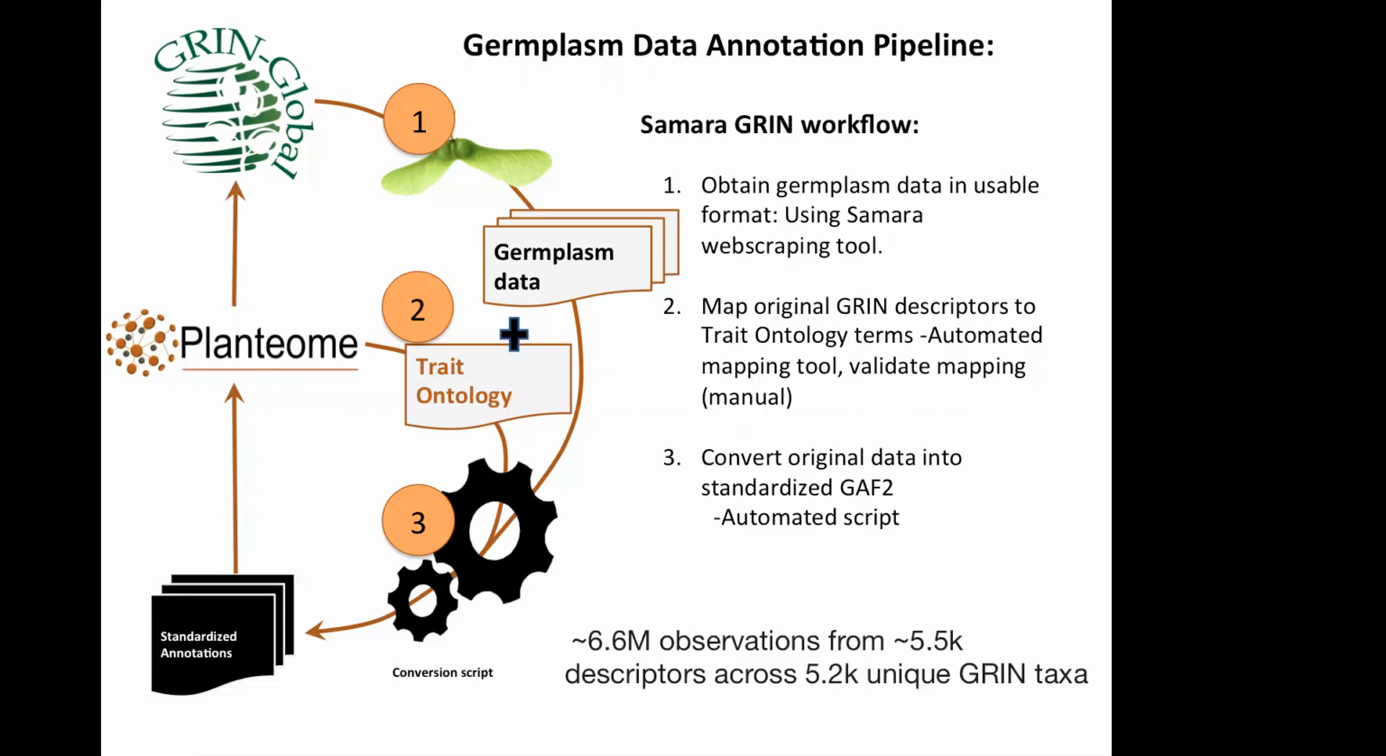And so the GRIN database has about 6.6 million observations for about 5,500 unique GRIN taxa. So there's a wealth of information out there that, by annotating it with the ontology terms, makes it more accessible for people to use and share.